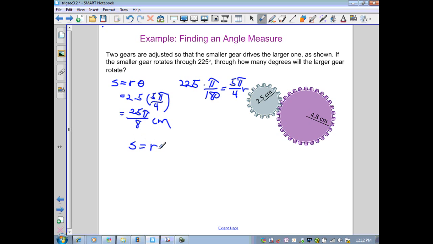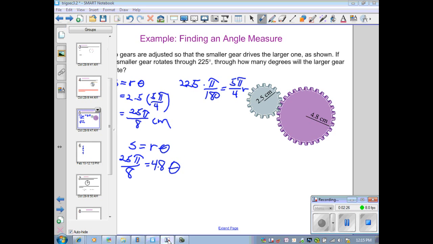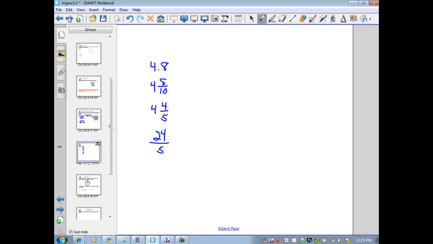We know S equals R theta, and we know what S is for the larger gear. It's congruent to the smaller gear. So S is 25 pi over 8. And we also know that R for the larger gear is 4.8 centimeters, and what we're trying to find is theta. The easiest way to continue is to convert 4.8 into a fraction. Remember, 4.8 is going to be 4 8/10. We simplify by dividing by 2, which gives us 4 4/5, and then place it into an improper fraction.